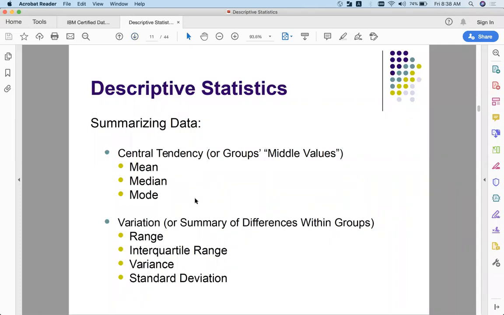So what are the central tendencies in summarizing the data? Which we have discussed: mean, median, and mode. What about the variation, or summary of differences within the groups? How do you figure that out? How does it vary? It is basically with the help of range, variance, standard deviation, and interquartile range. The interquartile range I'll explain more in the next class, when I explain the box plot in detail. So you will understand what an IQR is. This is generally called IQR.